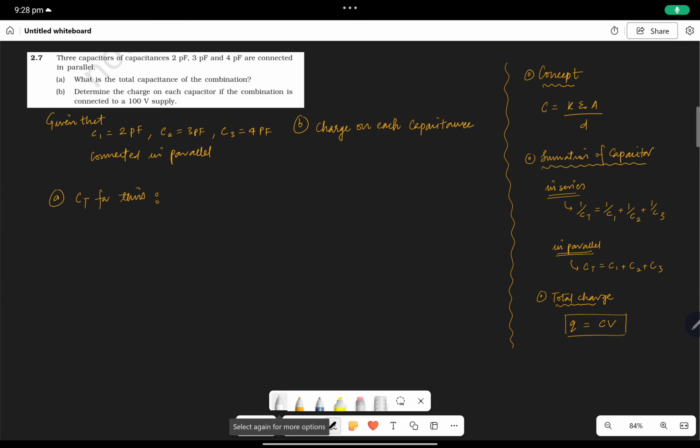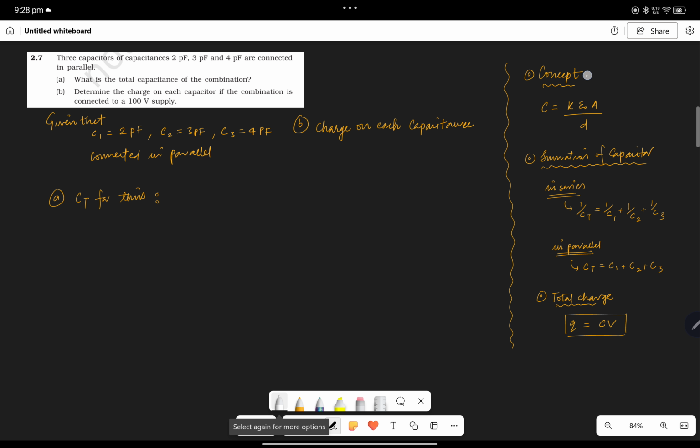So this is question number 2.7 and it is from class 12th chapter Electric Potential and Capacitance. Now let's see the question. Three capacitors of capacitance 2 picofarad, 3 picofarad, and 4 picofarad are connected in parallel. What is the total capacitance of the combination? Determine the charge on each capacitor if the combination is connected to a 100 volt supply.